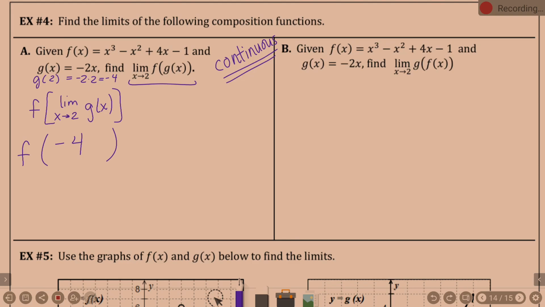Now I'm no longer doing a limit, am I? Now it's just f of negative 4, so you're doing negative 4 cubed minus negative 4 squared plus 4 times negative 4 minus 1. Negative 64 minus 16 minus 16 minus 1. My brain says negative 64 minus 32 minus 1.